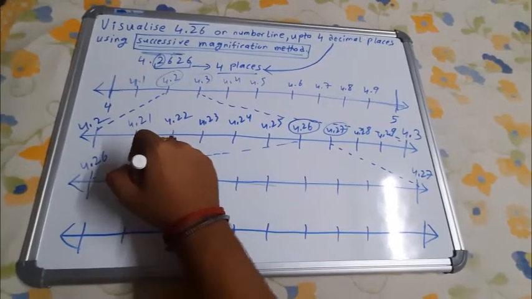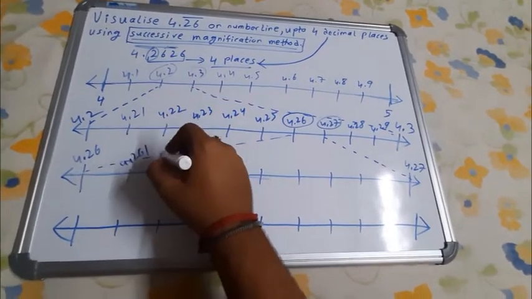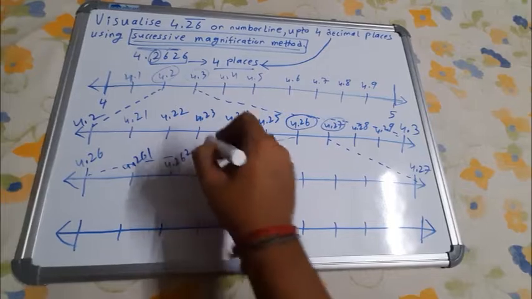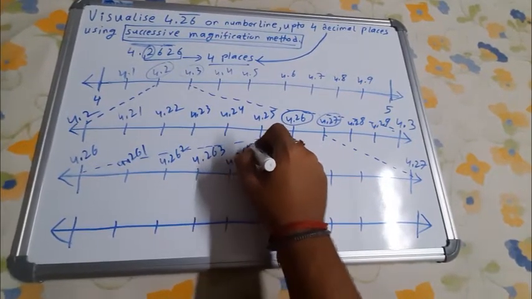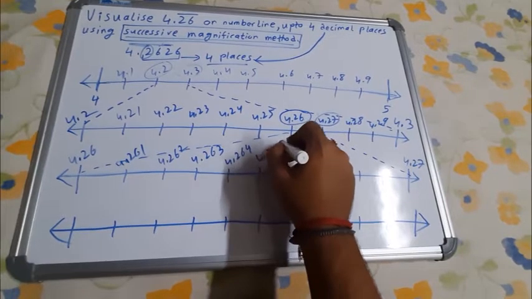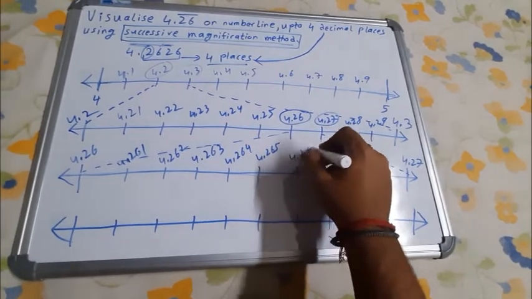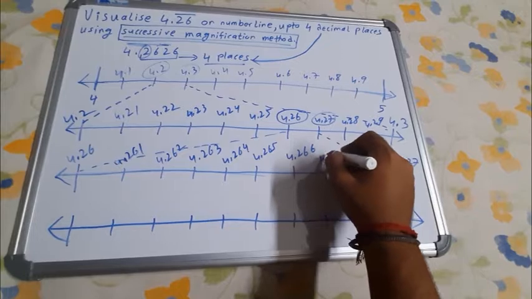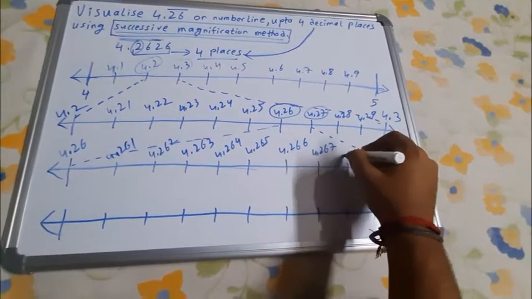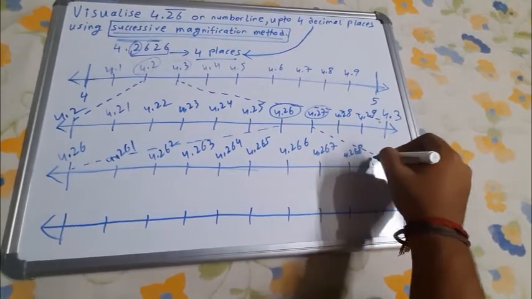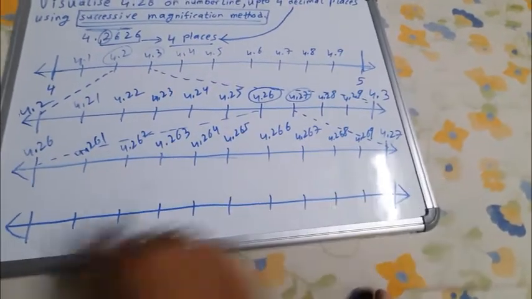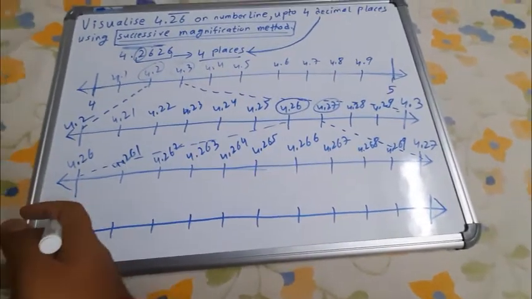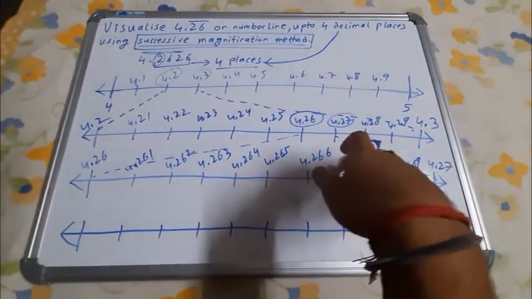So this will be 4.261, this will be 4.262, 4.263, 4.264, 4.265, 4.266, 4.267, 4.268, 4.269, then 4.27. Understood? 4.270 actually. Like this it goes on.